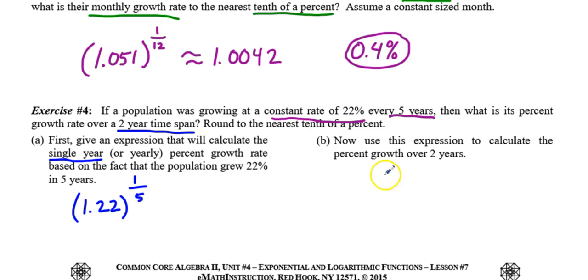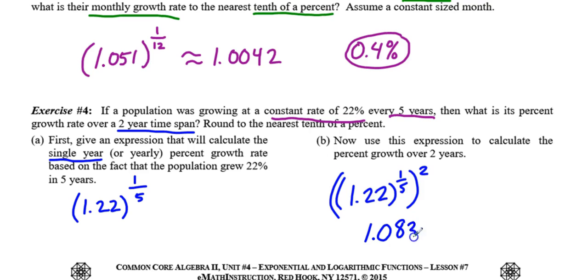Now, over 2 years, okay, I'm going to take that amount, 1.22, and essentially raise that to the 2nd power. Or in other words, multiply those two exponents. Okay? When you do that math, it comes out to be 1.083. And you can see, okay, that's going to be 8.3% growth in the 2 years. Pretty cool.